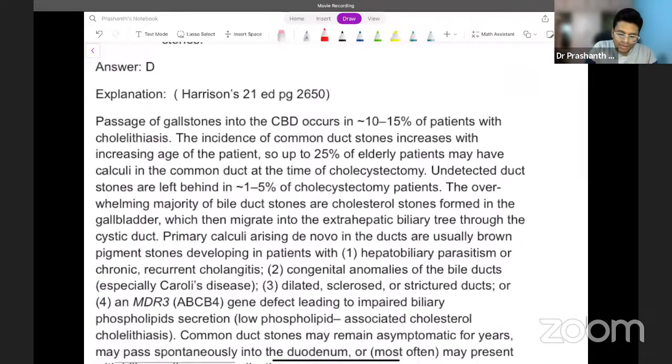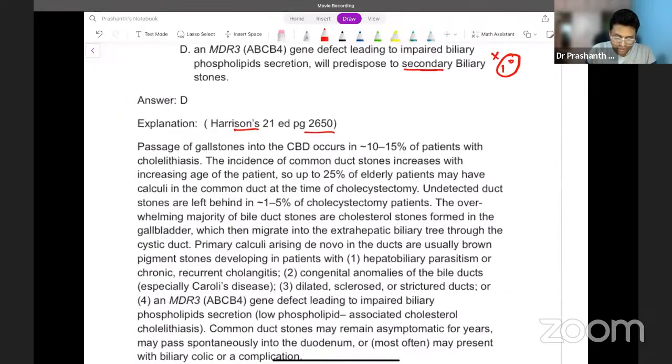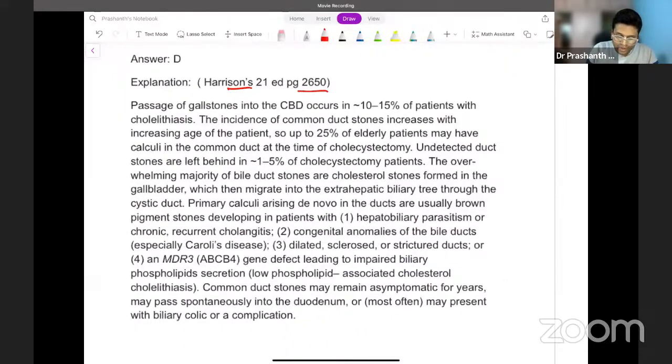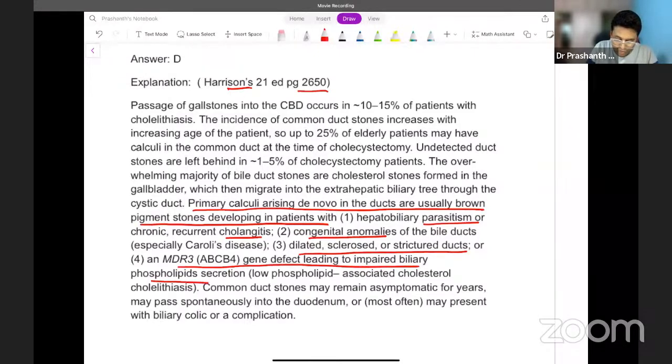So this is again a Harrison-based question. You guys can read through page number 2650 for detailed evaluation. What they say is that primary calculi arising de novo in the ducts are usually brown pigment stones developing in patients with parasitism or recurrent cholangitis or some congenital abnormality or dilated strictured ducts or MDR3 gene defect leading to impaired biliary phospholipid secretion. So these 4 points are really important. Many times you will see patients with choledocholithiasis with literally no stones in the gallbladder. That happens in some situations, and at that time you might have to think about primary calculi, and these are the evaluations that you generally look at.